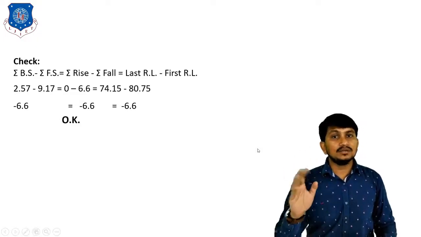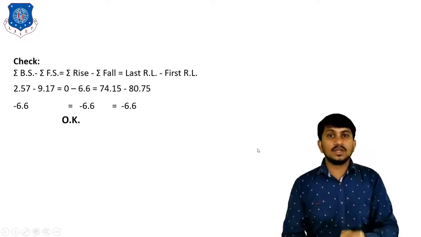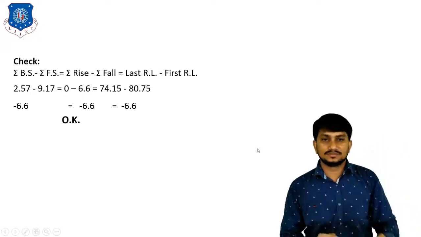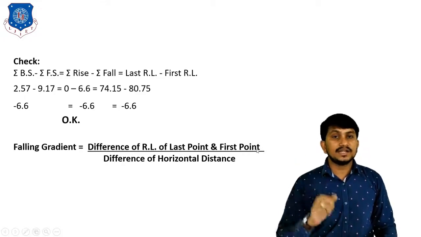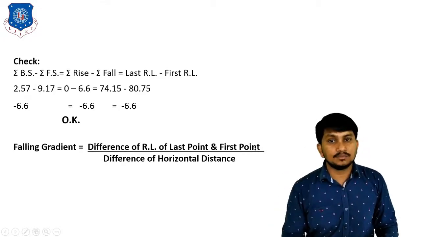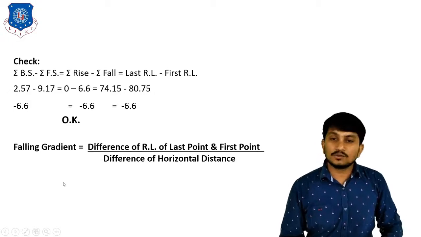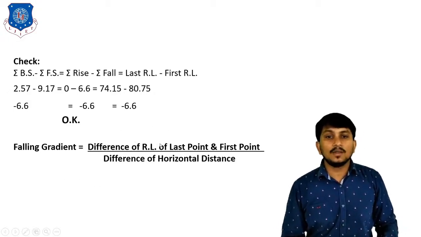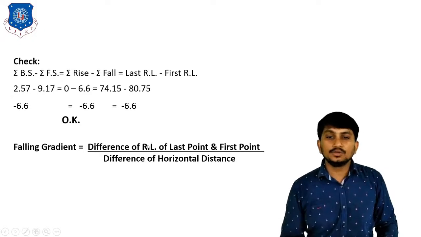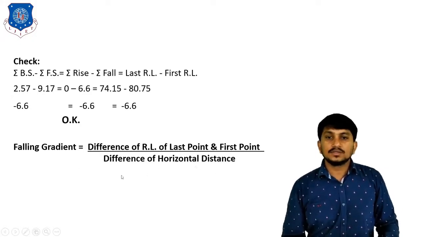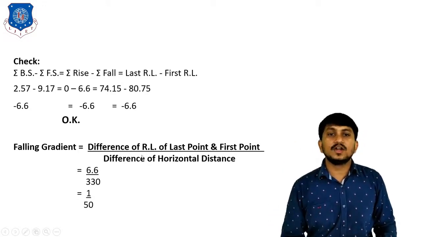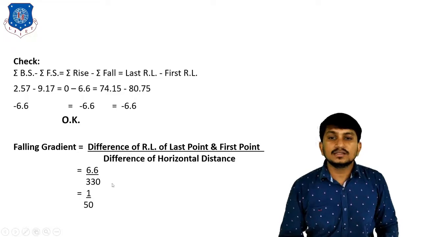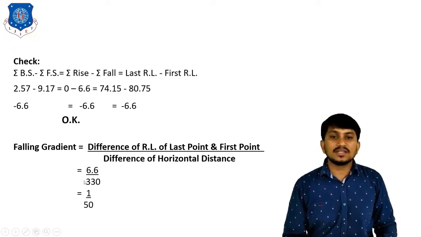Here in the example all the values are in the fall column because there is continuously falling ground. In this example we have to calculate the gradient because it is asked in the example. The gradient can be found by taking the ratio of the difference of RL of the last point and first point to the difference of horizontal distance. So the difference of RL of the last and first point is 6.6 and the difference of horizontal distance, or chainage, is 330 meter. So 6.6 divided by 330 is 1 upon 50.